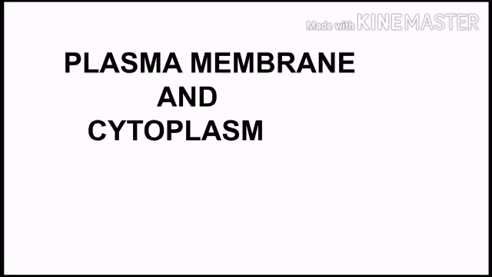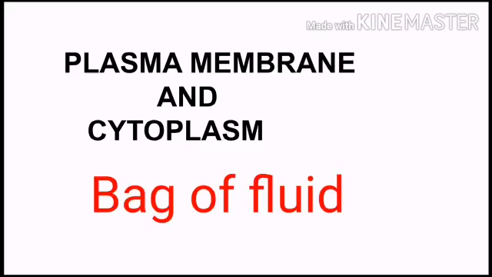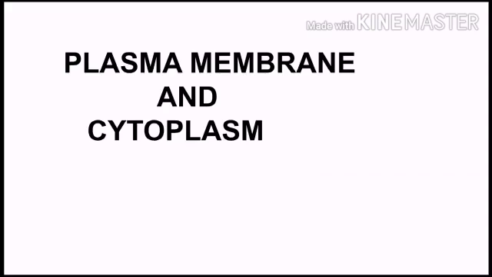So what's a cell? It's a bag of fluid. The plasma membrane, the outer boundary of the cell, is the bag, and the cytoplasm is the fluid. Of course, a cell is even so much more than just a bag of fluid. It's a complex, highly organized basic building block of all living things. And the plasma membrane and cytoplasm are actually pretty complicated.